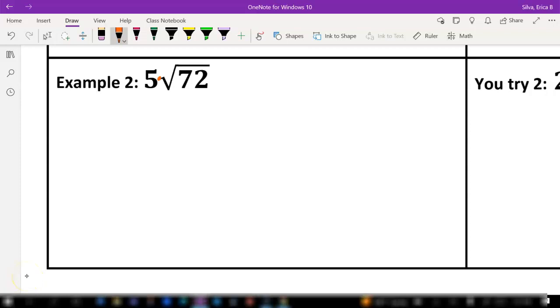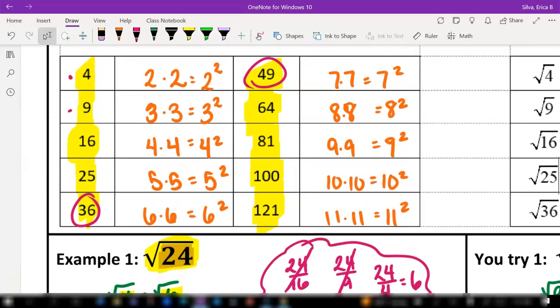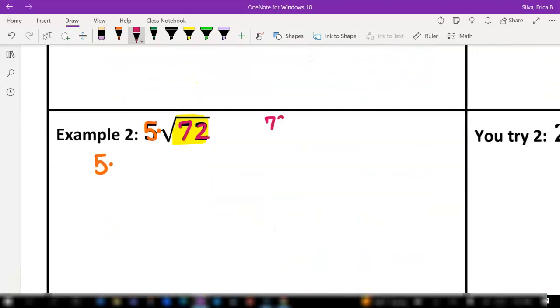We have 5 times the square root of 72. So for right now, this coefficient, we're just going to write it off to the side. And we're just going to worry about the number that's inside the radical, which again is my radicand. Now, if our number is 72, we want to go to our list of perfect squares, and I want to start with 49, because we know it's not divisible by 64. So go ahead and put 72 divided by 49 in your calculator, and you'll see that it does not divide evenly. If we do 72 divided by 36, we get 2.